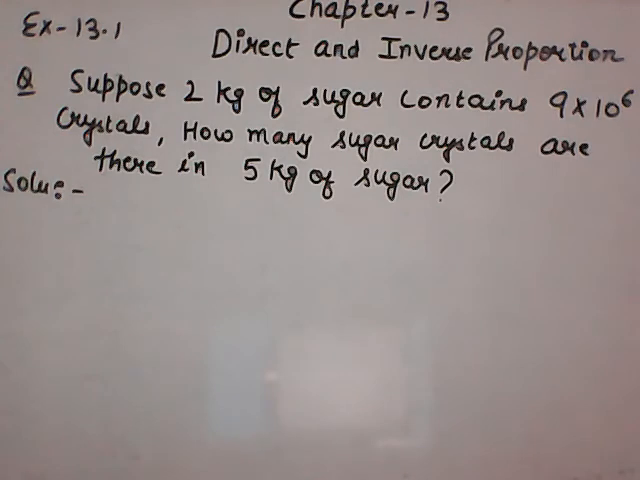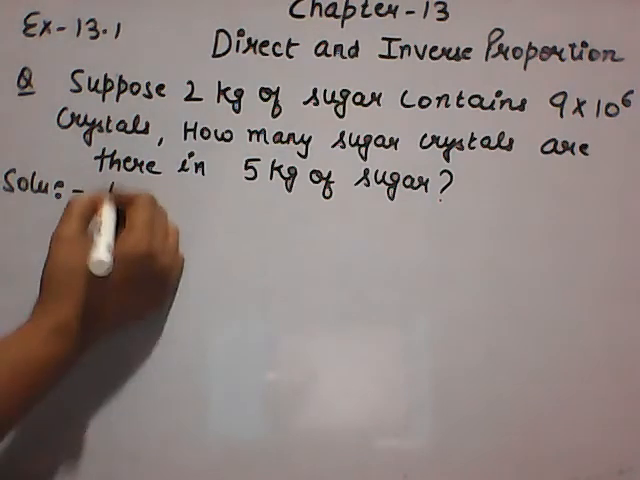In this question, suppose 2 kg of sugar contains 9 multiplied by 10 raised to power 6 crystals. How many sugar crystals are there in 5 kg of sugar? Now, the amount of sugar and the number of crystals it contains are directly proportional to each other. As the amount of sugar increases, the number of crystals also increases. So, it is a case of direct proportion.